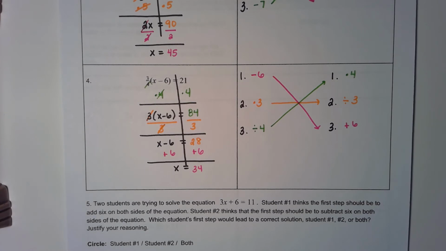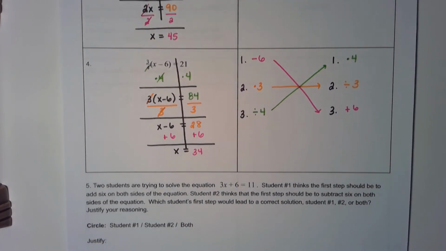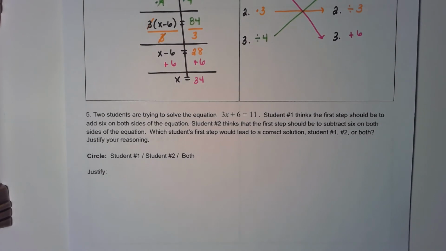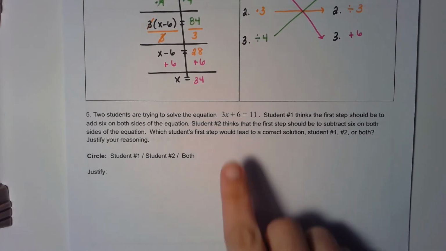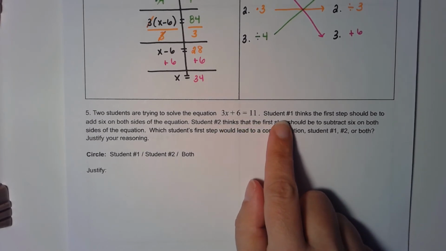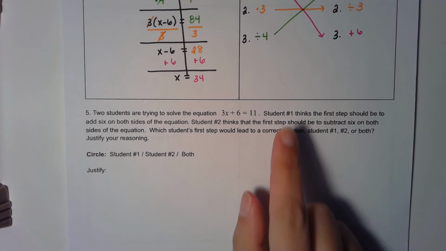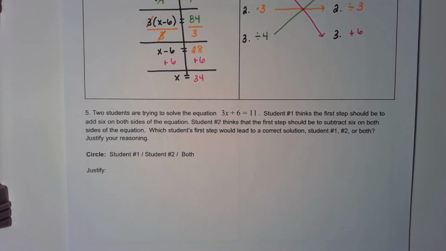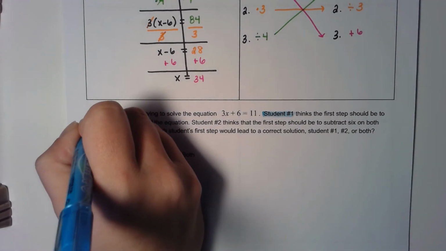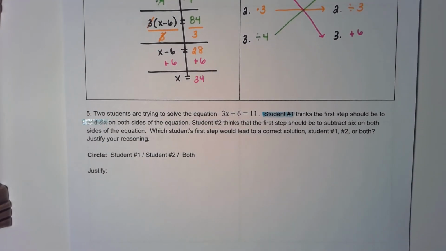Now the second piece of today's target is going to be to justify our reasoning about the steps of solving an equation. So here's an example of a type of problem we might give you. It says 2 students are trying to solve the equation 3x plus 6 equals 11. Student number 1 thinks that the first step should be to add 6 on both sides of the equation. So student number 1 thinks that the first step should be to add 6.